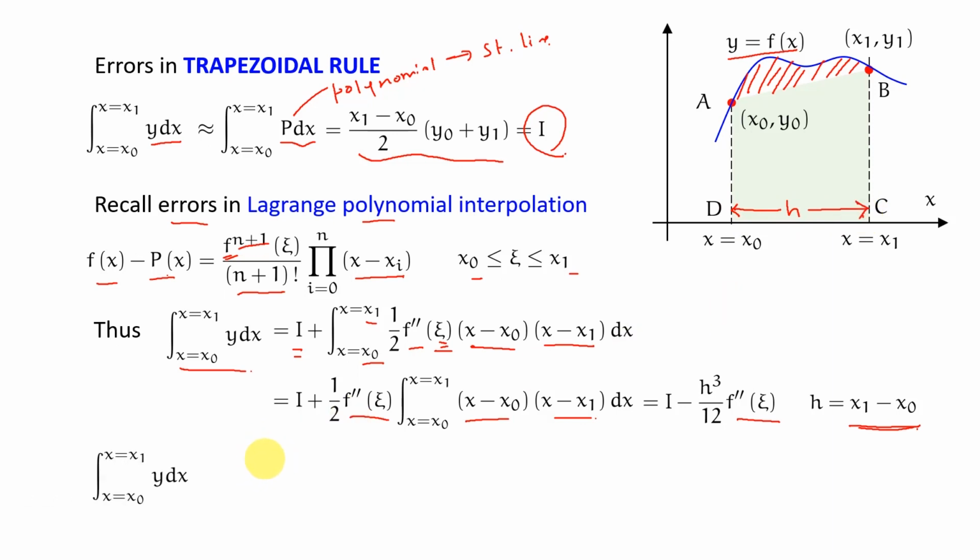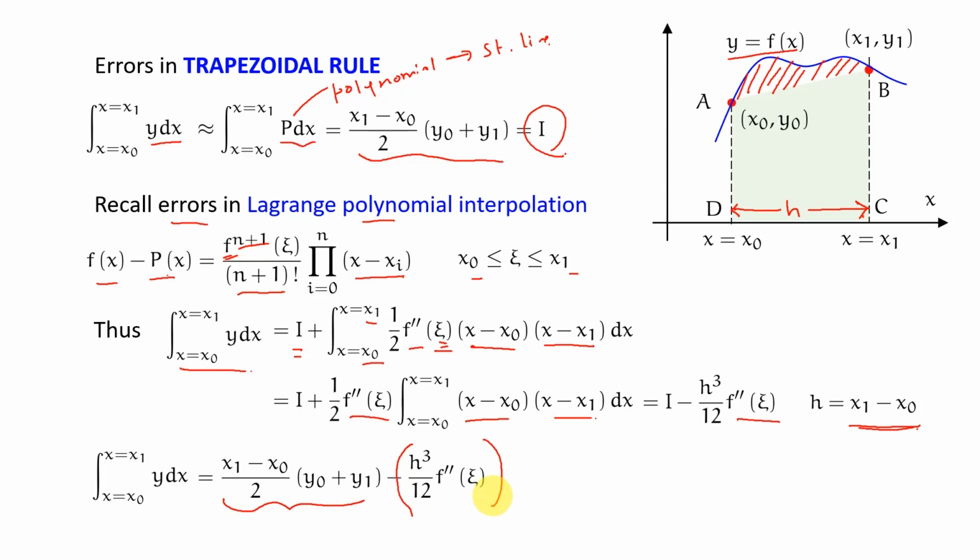Therefore, integral y dx, I can say that this part is of course I, and then there is an error term. The error term is given by the cube of the step size and the double prime of this particular function y equals f(x), if we know the function.